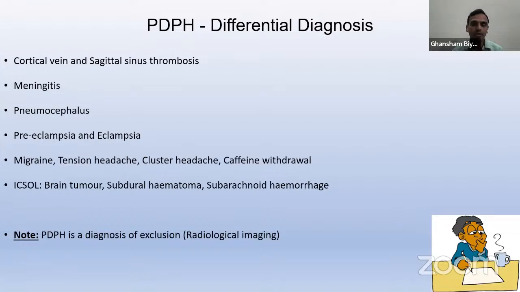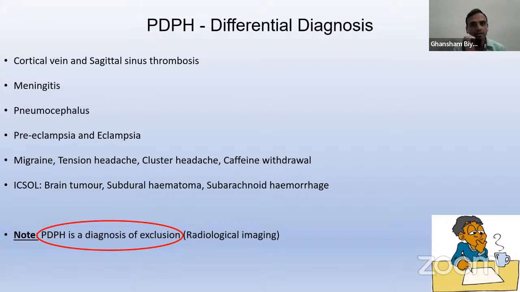So you have to look into these causes first to make sure that the patient is not having any of these as a cause of PDPH, which includes venous thrombosis, infection, pneumocephalus, or PIH itself in pregnant patients. There are a few important causes of headache, which include migraine, tension headache, caffeine withdrawal, etc. Or it could be intracranial space occupying lesions. The most important thing is the subarachnoid hemorrhage, which we have to rule out. As I was stressing, PDPH is a diagnosis of exclusion.